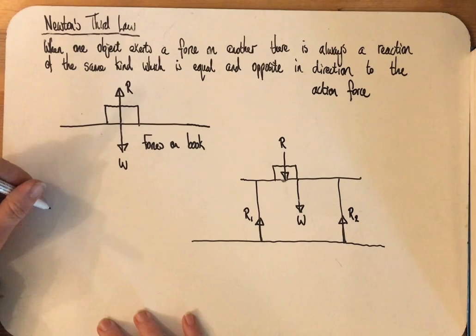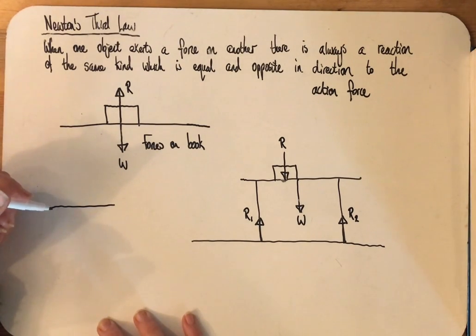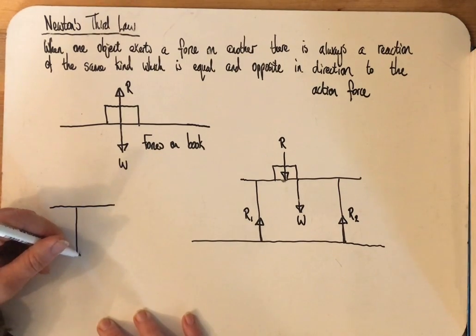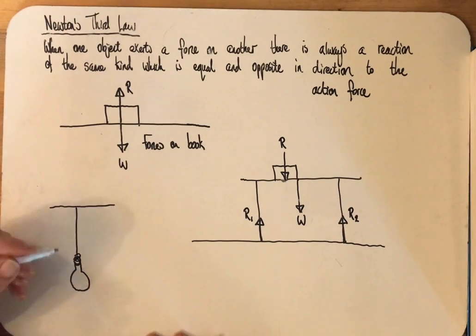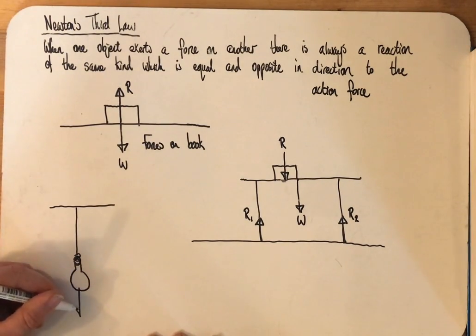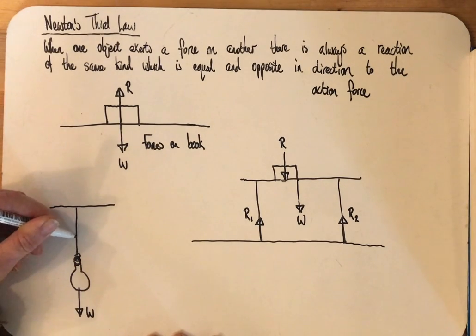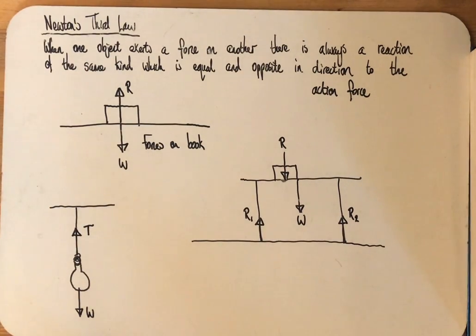One more example. Don't know if you need this or not actually, but I do. So we've got a light bulb hanging from the ceiling, and we can think about the forces acting on the light bulb. So there's the weight of the bulb acting down, and then this cord will be pulling up on the bulb, and that's your tension there.